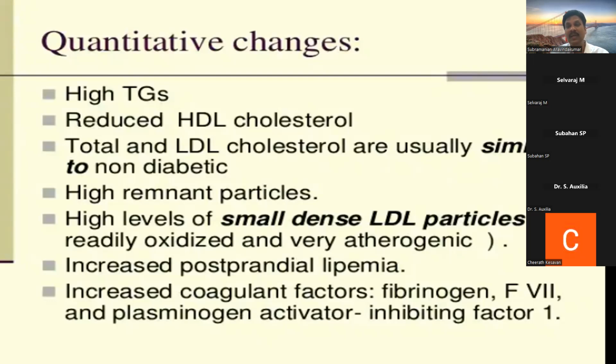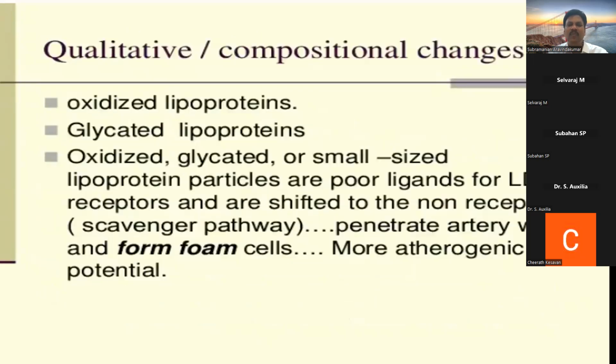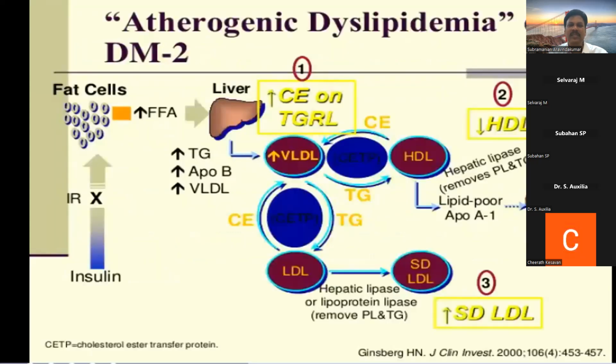But with the same LDL of 100, high triglyceride and low HDL will cause more havoc and more coronary artery disease. That is because of the small density of LDL. So, high levels of small dense LDL particles. Qualitatively, what are the things happening? The lipoprotein gets oxidized, glycation happens, oxidation within the vessel wall happens, and more foam cells and lipid blocks are formed within the vessel wall, and it can cause more coronary artery disease.